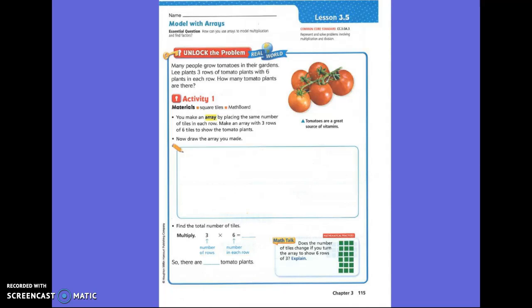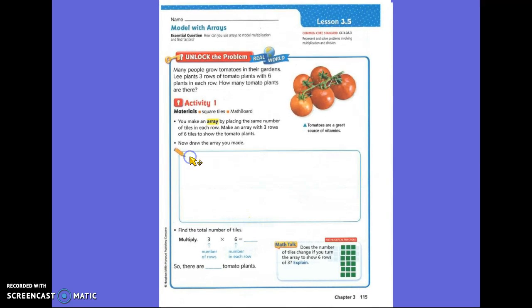Make an array with 3 rows of 6 tiles to show the tomato plants. Now remember, how did I tell you rows go? Down? Nope. Sideways. Rows go sideways. So it says to make an array with 3 rows. Now I know I said sideways, but you have to think about it like this. You are going down the movie theater, right? Going down. So here's the door right here, and you're supposed to go down, right?